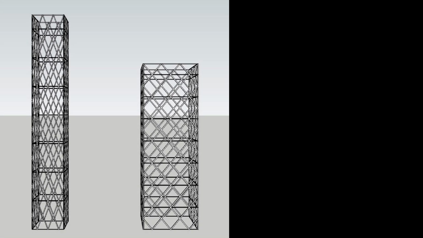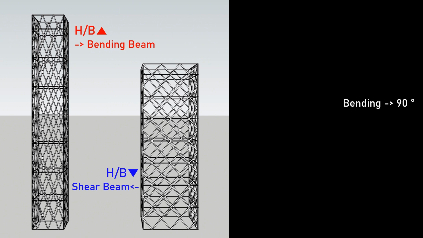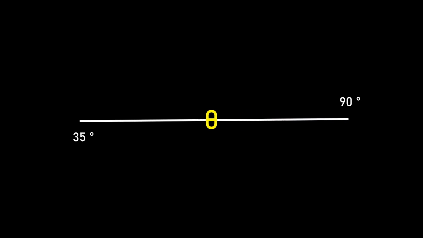Long buildings with a high aspect ratio tend to behave like bending beams, and short buildings with a low aspect ratio tend to behave like shear beams. Therefore, considering that the optimum zeta of the pillar for the maximum flexural stiffness is 90 degrees, and the optimum zeta of the diagonal for the maximum shear stiffness is about 35 degrees, the higher the aspect ratio, the higher the optimum zeta value, and the lower the aspect ratio, the lower the optimum zeta value.